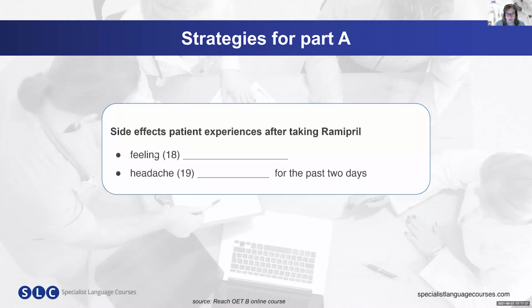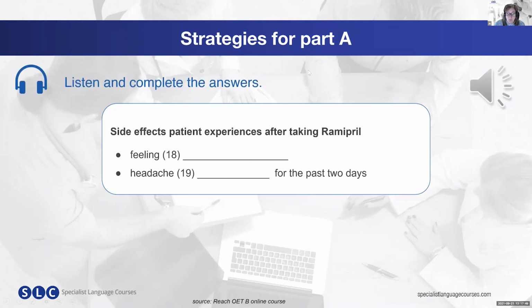Okay, so the patient is feeling, so it's probably going to be how are they feeling? Yeah, some sort of adjective, maybe a symptom. And then we've got headache for the past 2 days. So this could be any type of word, but it's maybe an adjective, frequency, I don't know, some sort of description of the headache. So let's take a listen and see if you can get the answers to those 2 questions. All right, let's have a look or a listen.